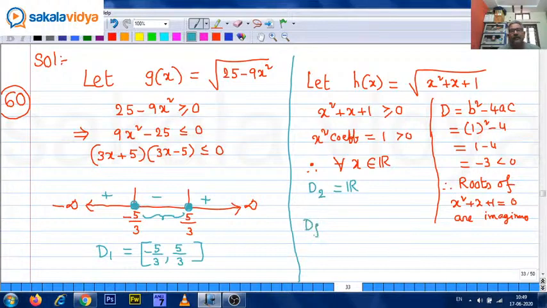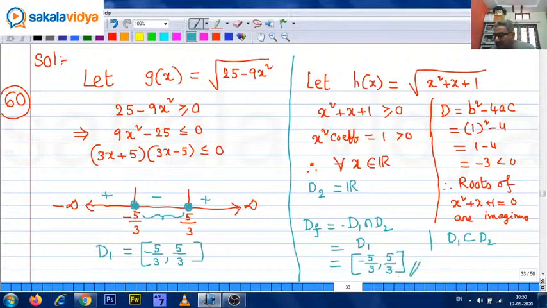Now the domain of f is equal to d1 intersection d2. D1 is the subset of d2. Am I correct now? d1 is the subset of real number system. That's why if d1 is the subset of d2, d1 intersection d2 is equal to d1. That's why closed minus 5 by 3 comma 5 by 3. This is the required or desired answer. Understood now?